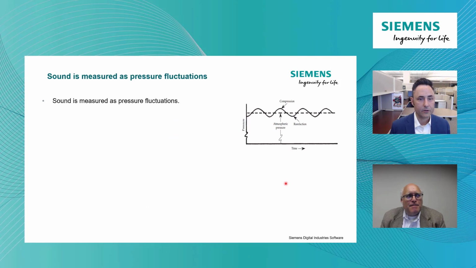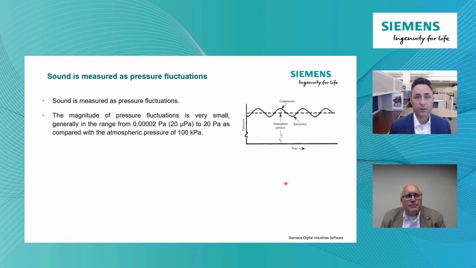And we talked about this a little bit, but sound is measured as pressure fluctuations, and it's important to understand that we're talking about fluctuations above and below some mean pressure that we call atmospheric pressure, right?